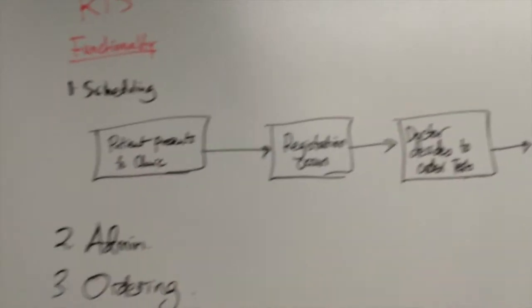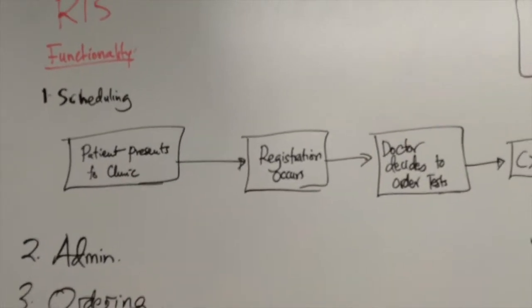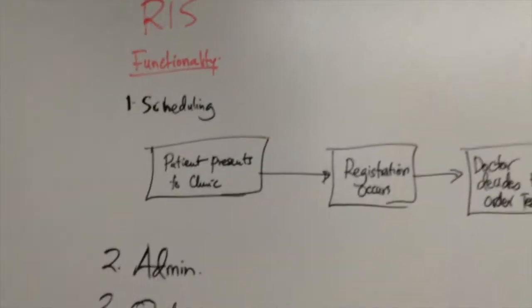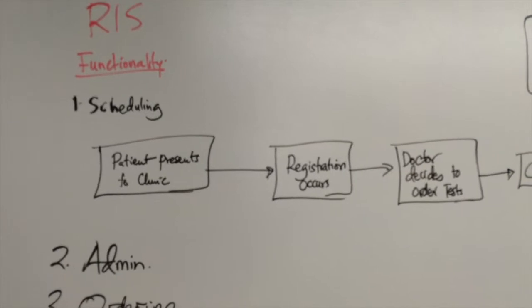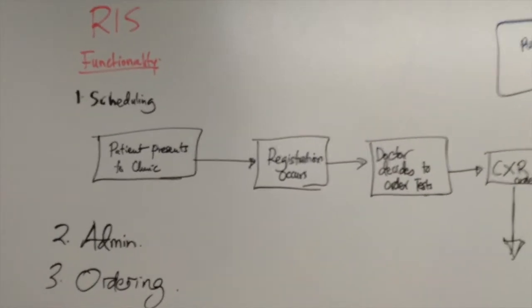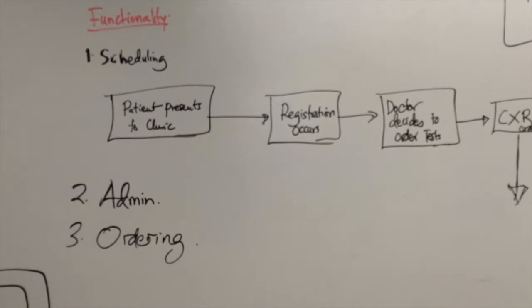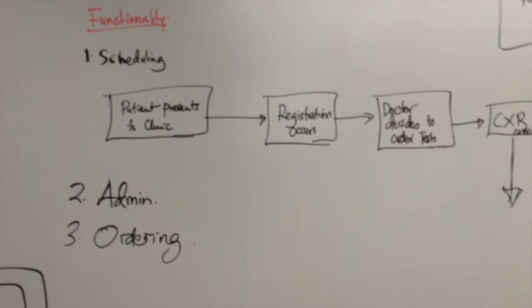Hello, my name is Judy, and I thought I would start thinking about what our RIS system for OpenMRS would look like. So the first thing I thought is to look at the basic functionality. I think it should consist of scheduling, admin functions, and ordering.